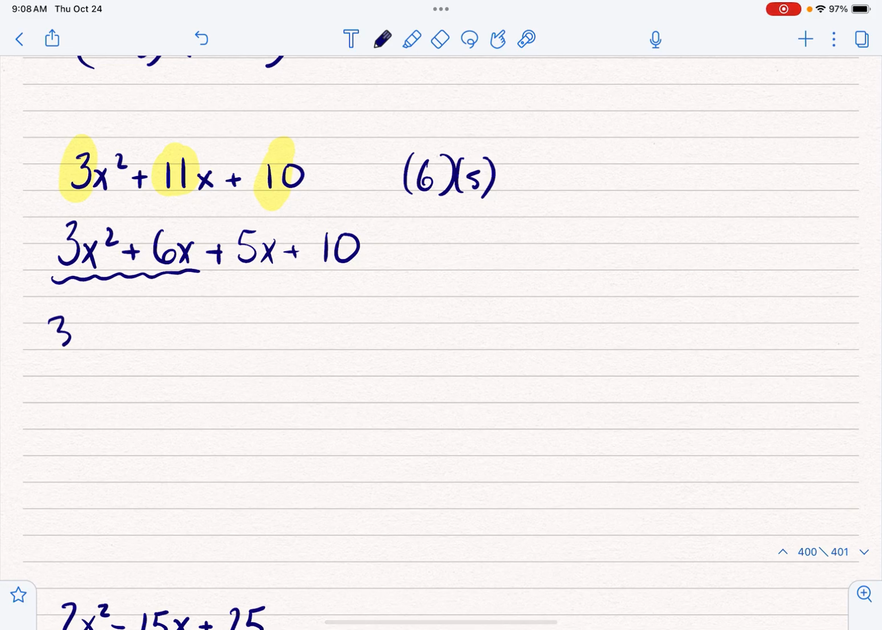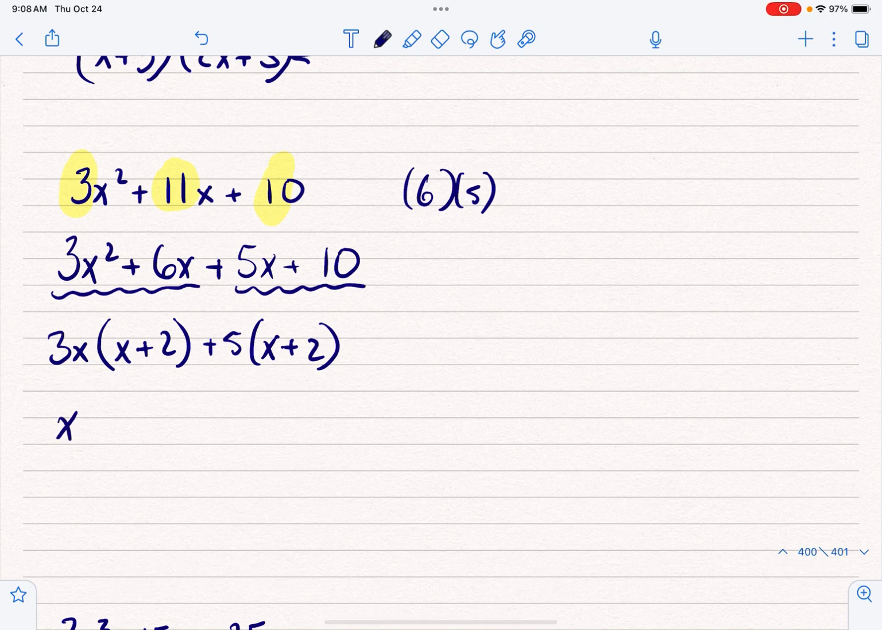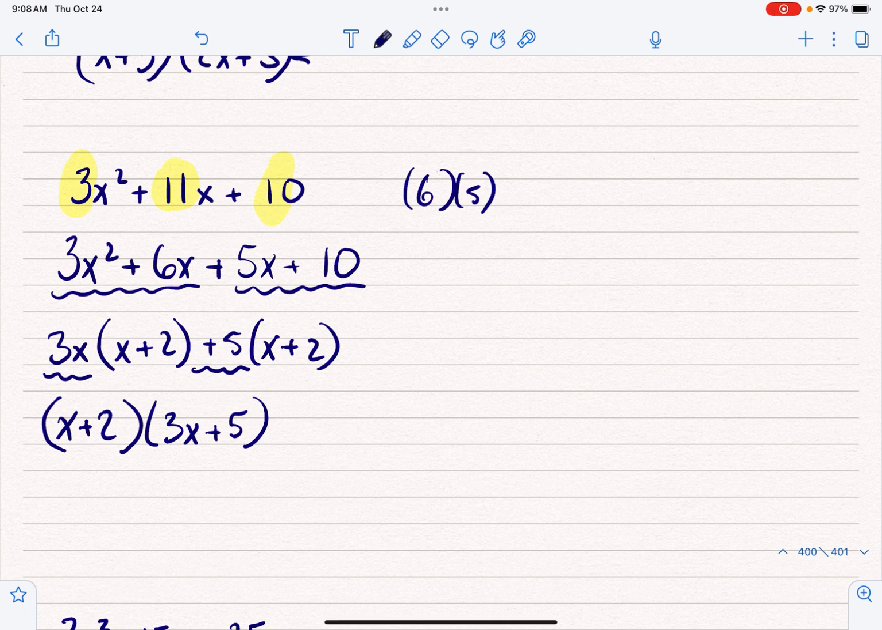Factor those first two terms. I can take a 3x out, which leaves me with x plus 2. Factor these next two terms. I can take a 5 out, which leaves me with x plus 2. And now I bring out the x plus 2 to the front, and I'm left with 3x plus 5. 3x plus 5. All right.